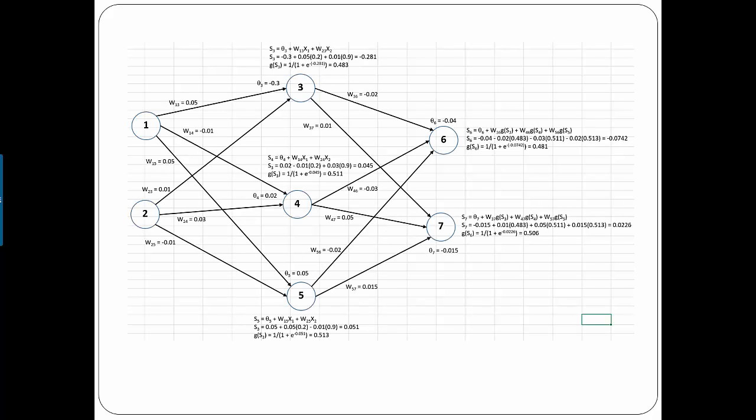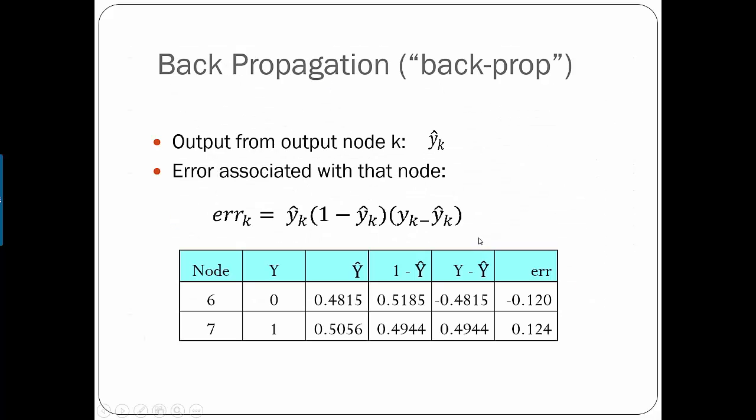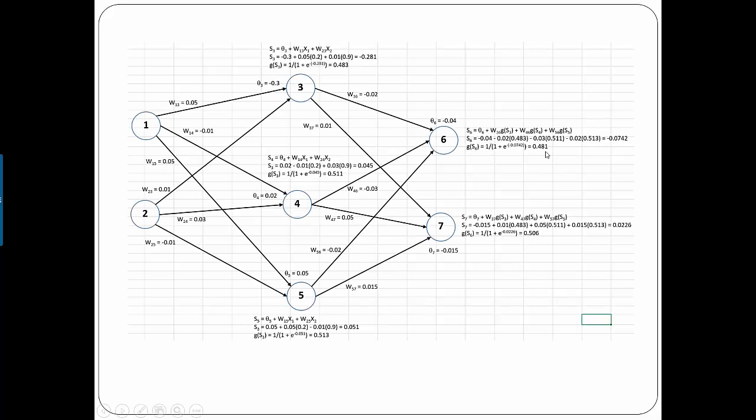So now we take the output values G of S sub 6 and G of S sub 7. So that should be 7 there. And we compute an error. So the error function is defined as this. You take y hat sub k. So for node 6, y hat, that is our output, G of S sub 6. So 4815.